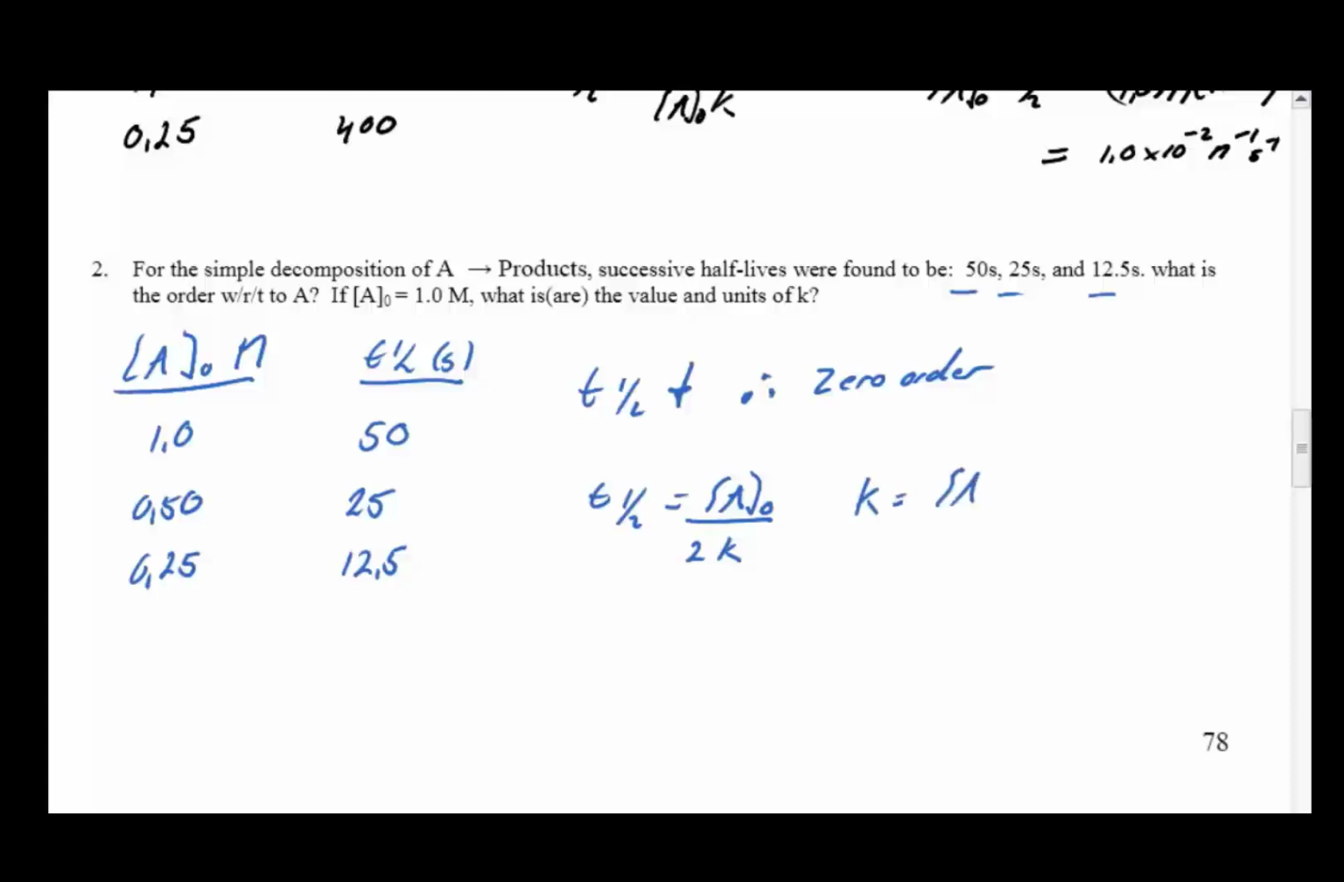Rearranging the equation to solve for K, the original concentration of A divided by, and I think I'll put my 2 in front, so it's going to be 2 times the half-life. And so once again, this will be 1 molar, so I'll use the original concentration divided by 2 times 50 seconds. This will be 1 divided by 100. And so actually we end up with the exact same number as the previous rate constant, but clearly the units are different. This will be molar second to the minus 1, corresponding to our zero-order reaction.